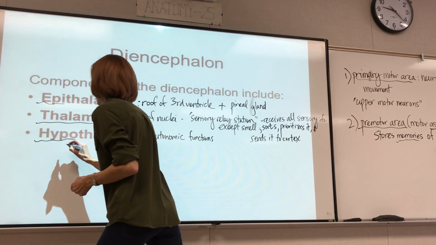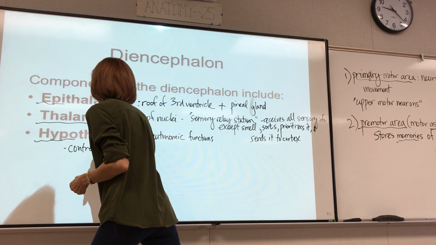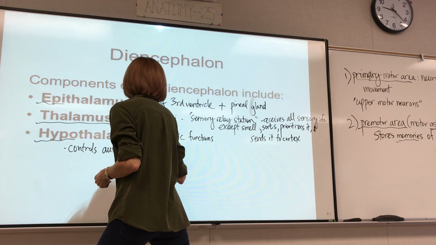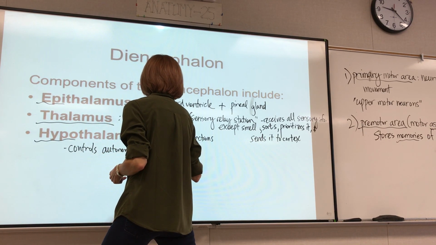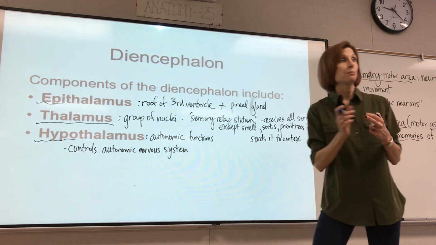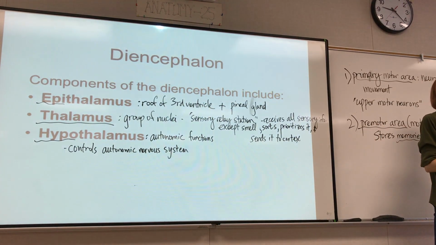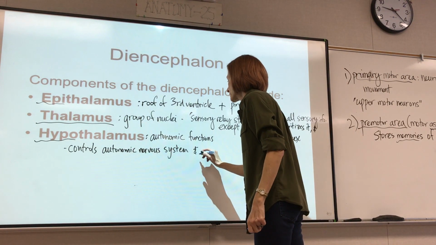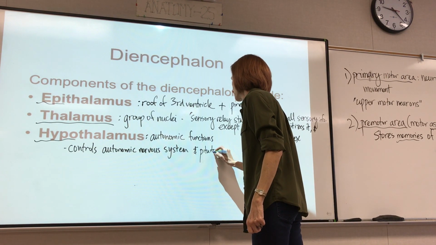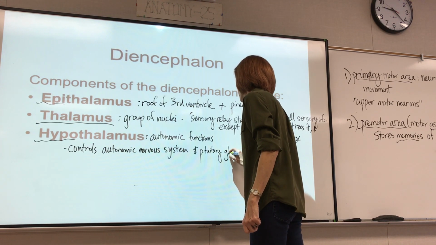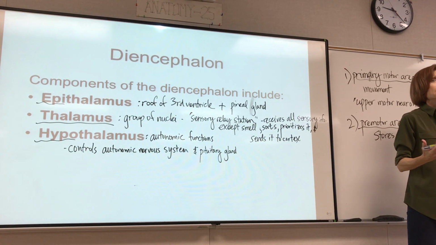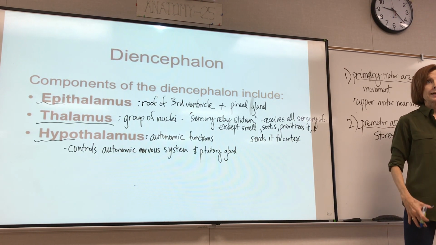This area controls the autonomic nervous system, which is all of our neurons that control things like heart rate, blood pressure, respiratory rate, anything we aren't controlling voluntarily. And it also controls the pituitary gland. Okay, and the pituitary gland secretes a bunch of different hormones that in turn control other glands in the body.